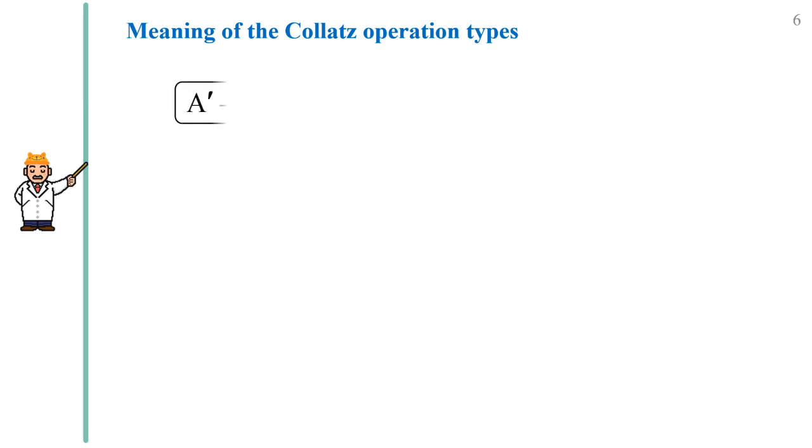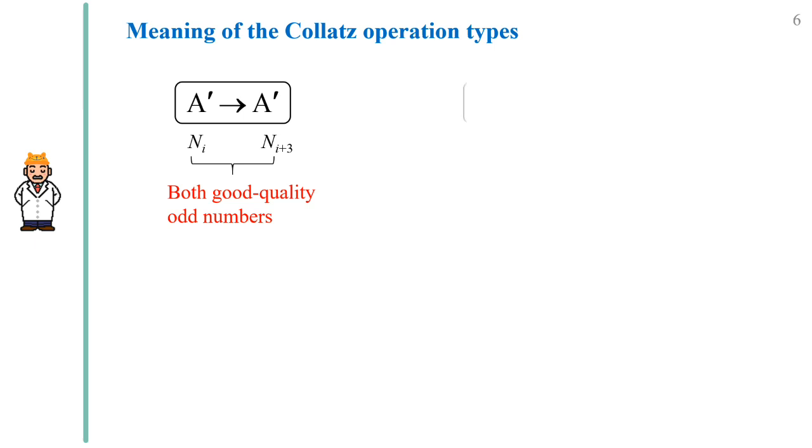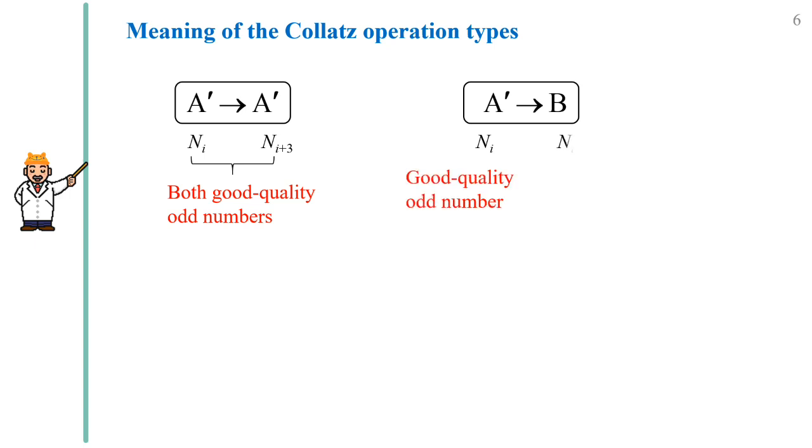For example, in the case of A prime arrow A prime, we can see that both the initial value n sub I and the final value n sub I plus 3 are good quality odd numbers. In the case of A prime arrow B, the initial value n sub I is a good quality odd number, while the final value n sub I plus 3 is a low quality odd number.